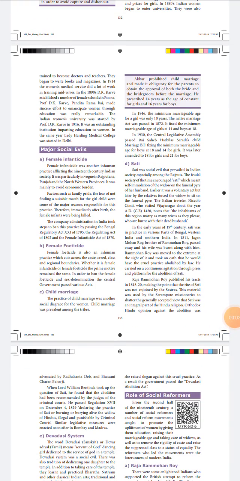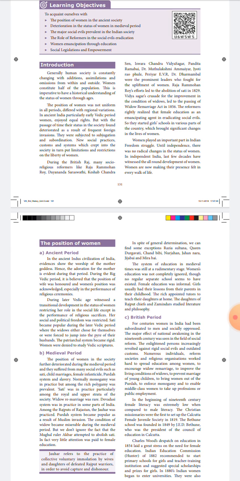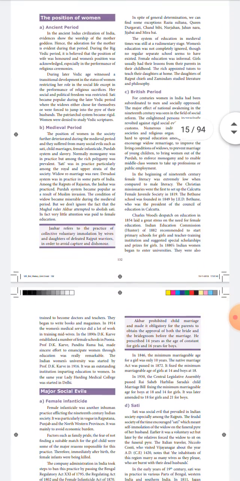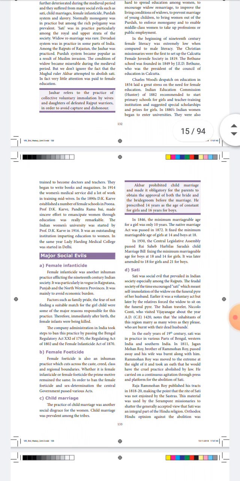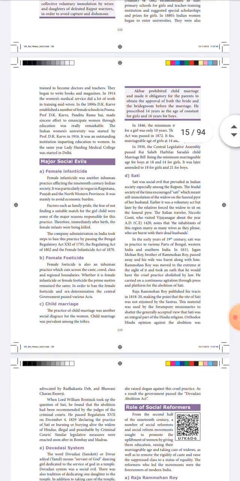So last class we have seen the position of women: what was the status of women in the ancient period, medieval period, and British period. Today we are going to see the major social evils against women.